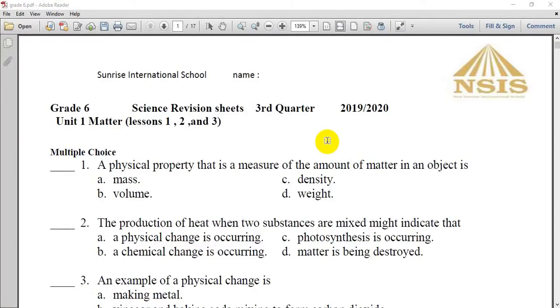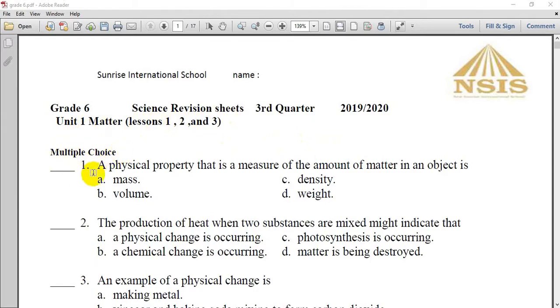This is Miss Mary. Today we will solve the science revision sheet for the third quarter. In this quarter we have covered Unit 1, Matter, Lessons 1, 2, and 3 in Volume 2. So let's start with the first question, multiple choice.